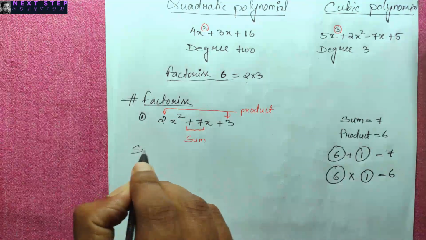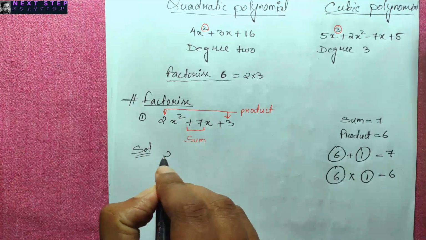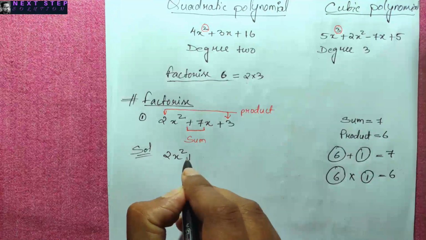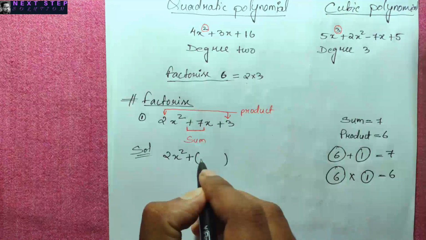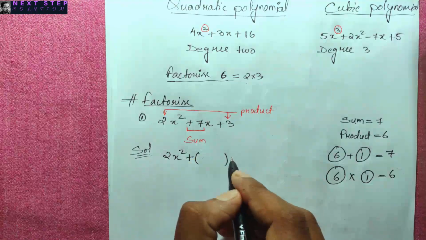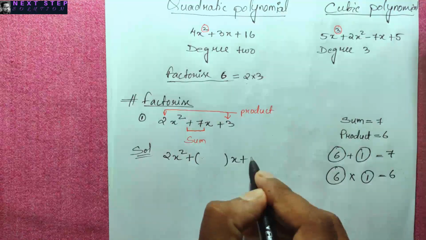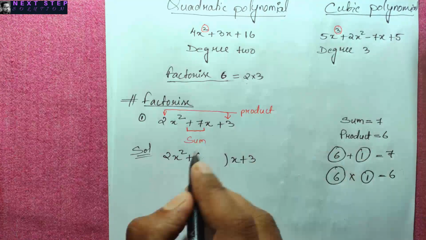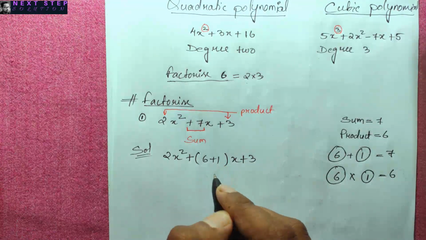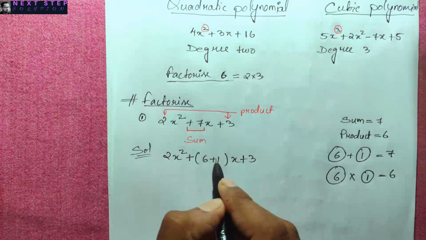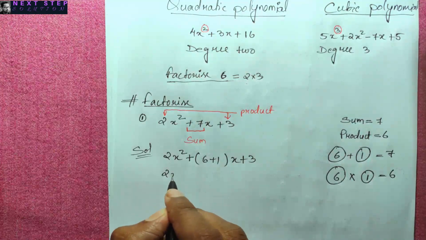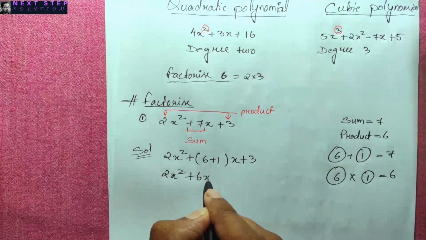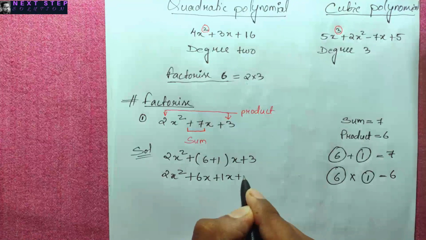How do we write this? We write this 2 as it is, then x square as it is, then plus as it is, and instead of writing 7 we will write down the two new numbers. This x will remain as it is, plus will remain as it is, and 3 will remain as it is. Now instead of 7 we have to write 6 and 1, so 6 plus 1, which makes 7. Now we remove the bracket, x will be multiplied with both of them. We have 2x square plus 6x plus 1x plus 3.